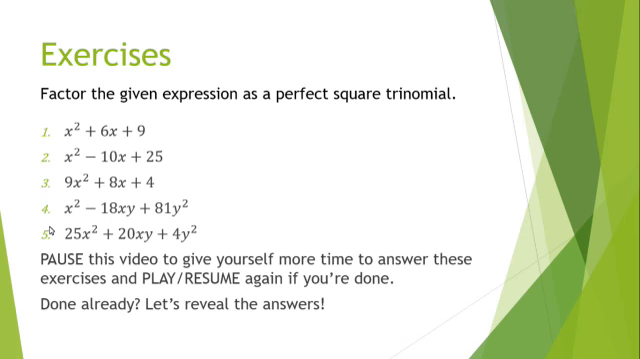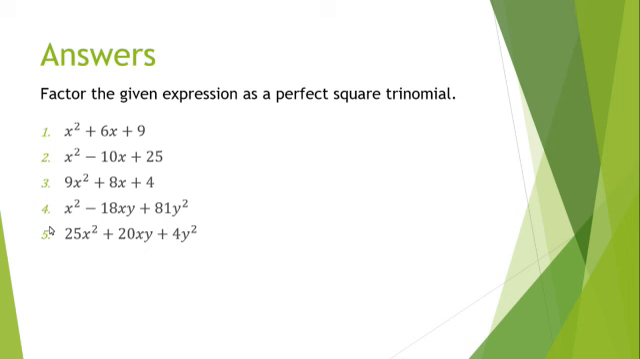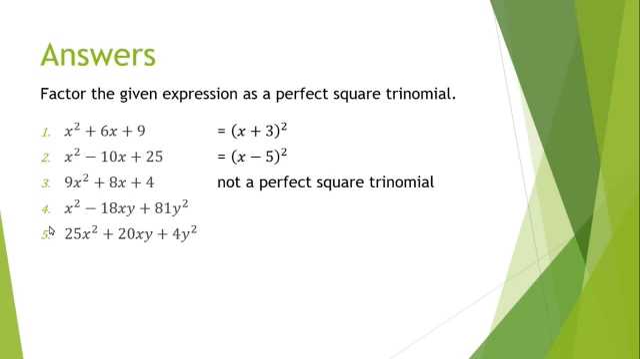Done already? Now let's reveal the answers. Here are the answers to these exercises. Number 1. The answer is x plus 3 quantity squared. Number 2. The answer is x minus 5 quantity squared. Number 3. The expression is not a perfect square trinomial. Number 4. The answer is x minus 9y quantity squared. And number 5. The answer is 5x plus 2y quantity squared.